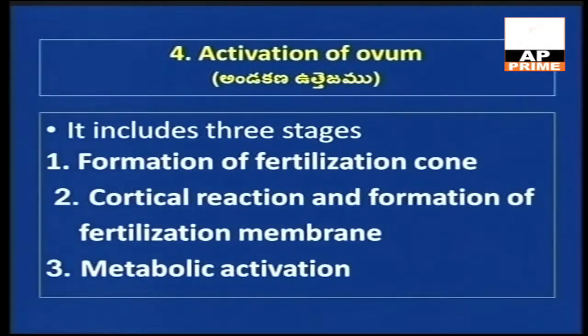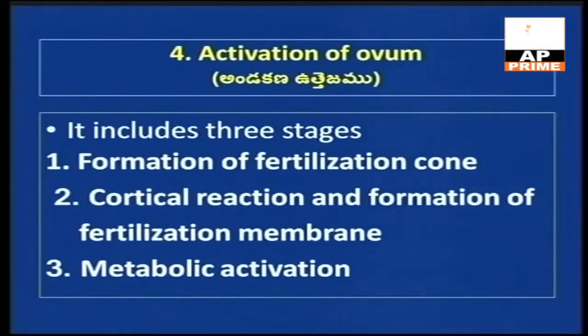And the second one is the cortical reaction and formation of the fertilization membrane. Here the two plasma membranes present between the spermatozoa and ovum both dissolve and form a single plasma membrane, so that it is very easy for the spermatozoa to enter.